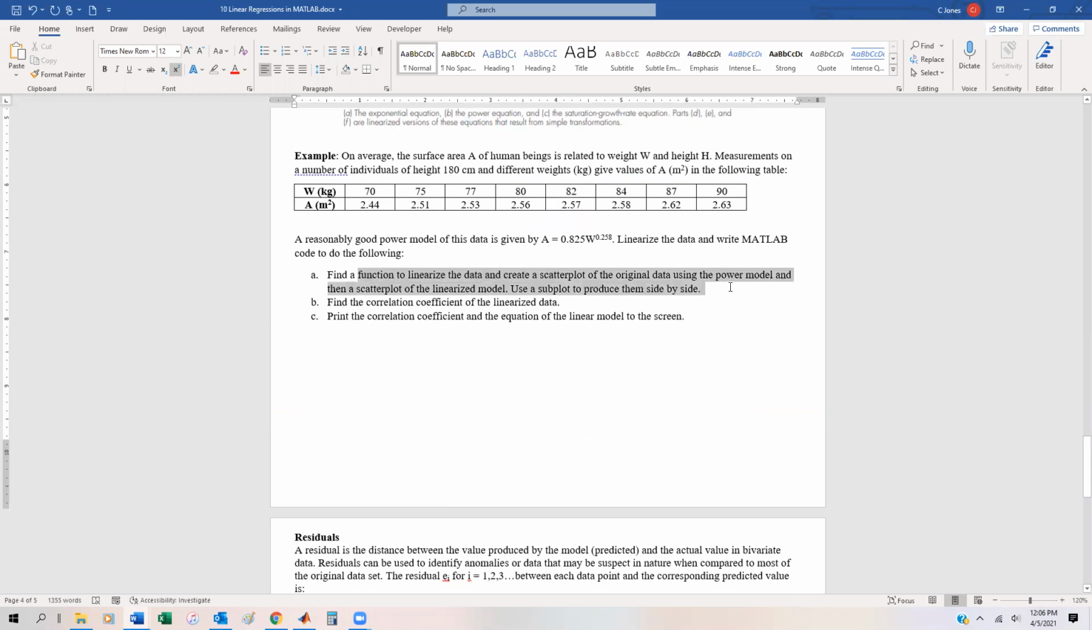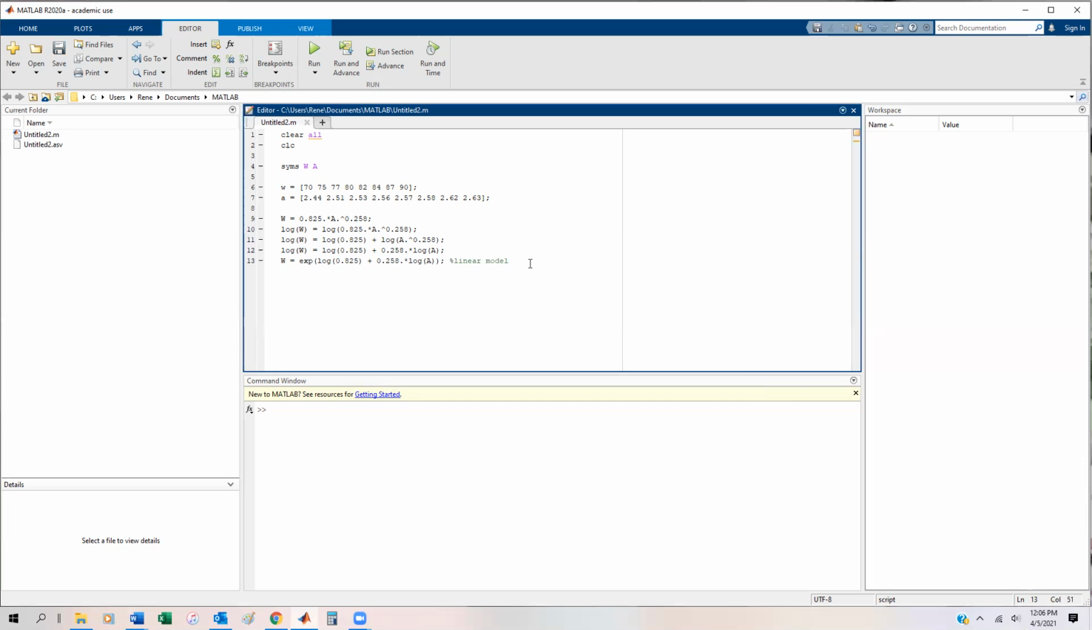Next thing we have to do, I forgot, is we're asked to create a scatter plot of the original and the power model next to one another. So we're going to have a subplot 1, 2, 1. Remember that function: subplot 1, 2, 1 means we have one row, two columns, and we're looking at the first of those two graphs. And let's plot lowercase w comma lowercase a, just as these guys right here.